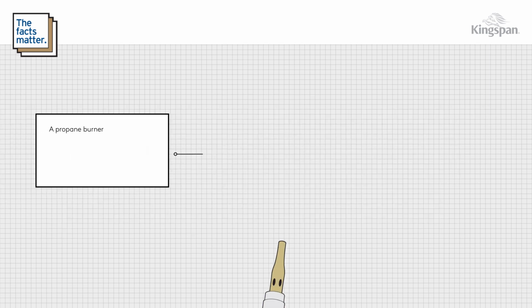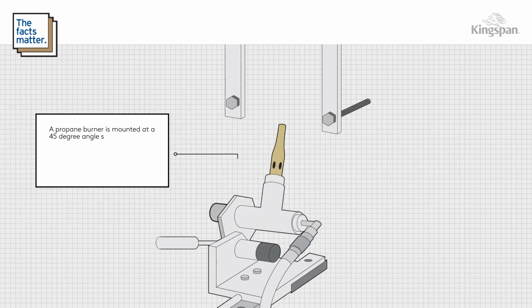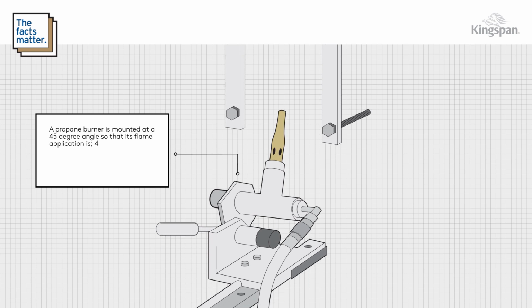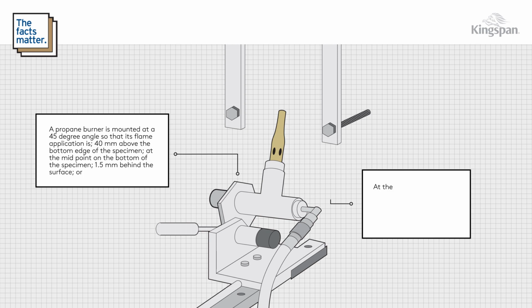A propane burner is mounted at a 45-degree angle so that its flame application is 40mm above the bottom edge of the specimen at the midpoint on the bottom of the specimen, 1.5mm behind the surface, or at the bottom edge of the center line of the underside of each different layer with the test specimen turned at 90 degrees round its vertical axis.